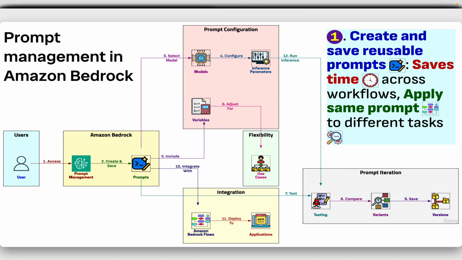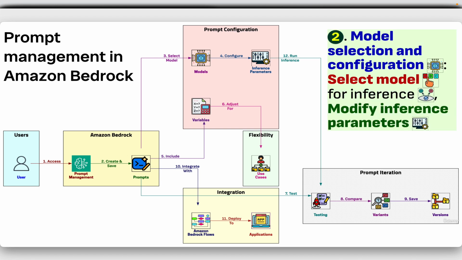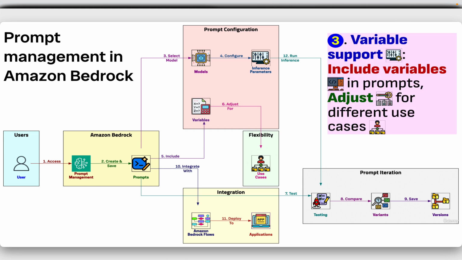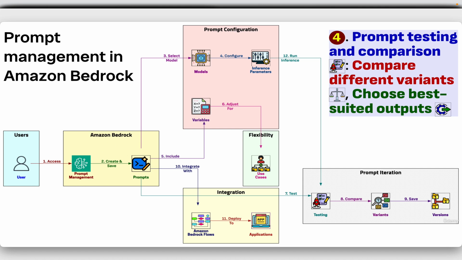Amazon Bedrock provides the ability to create and save reusable prompts using prompt management, and that allows you to save time by applying the same prompt to different workflows. When creating a prompt, you can select a specific model to run inference and modify the inference parameters to use. You can include variables in your prompts, and this enables you to adjust the prompt to fit different use cases. When testing your prompt, you have the option of comparing different variants and choosing the one that yields outputs best suited for your use case.